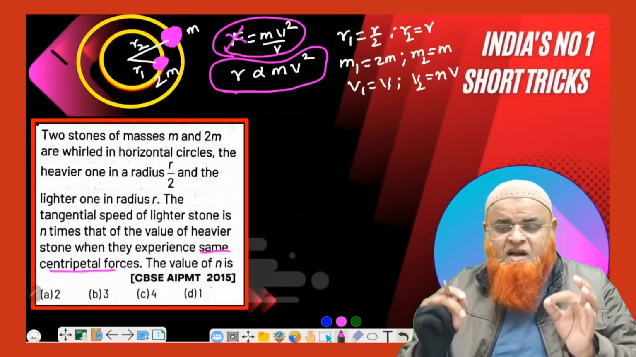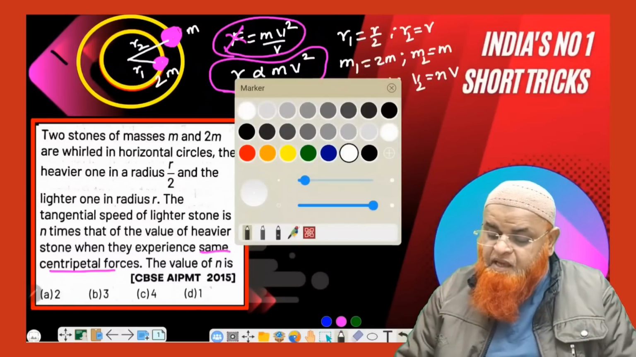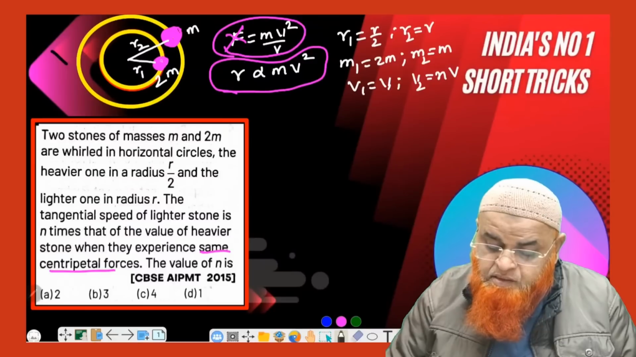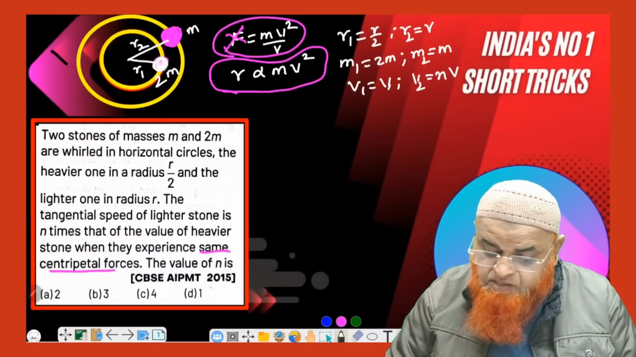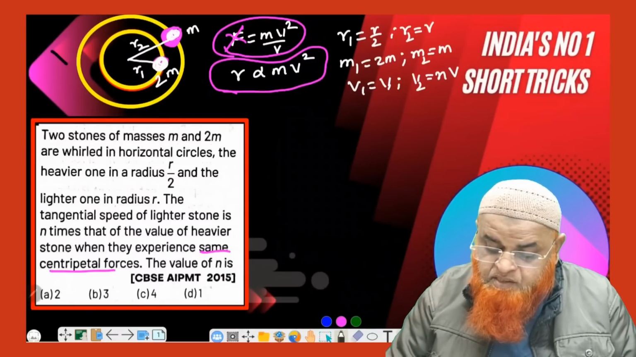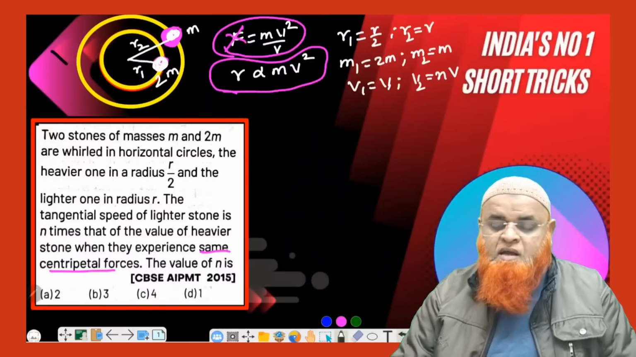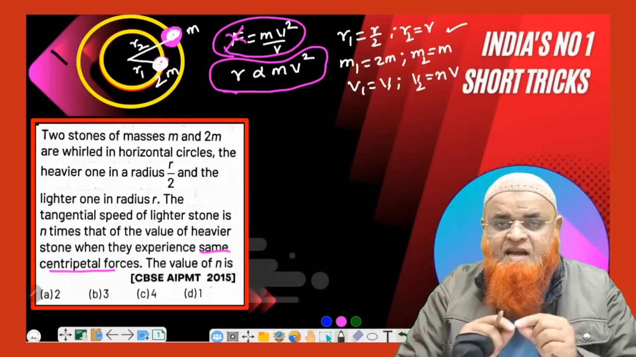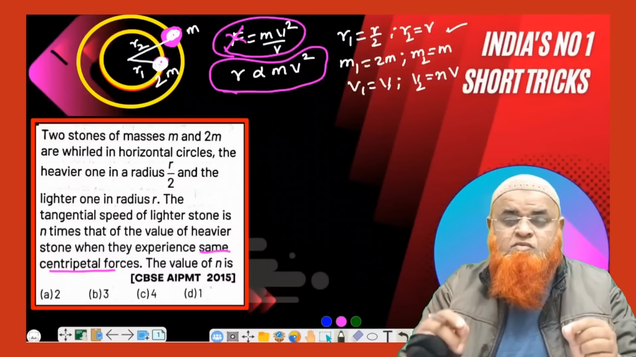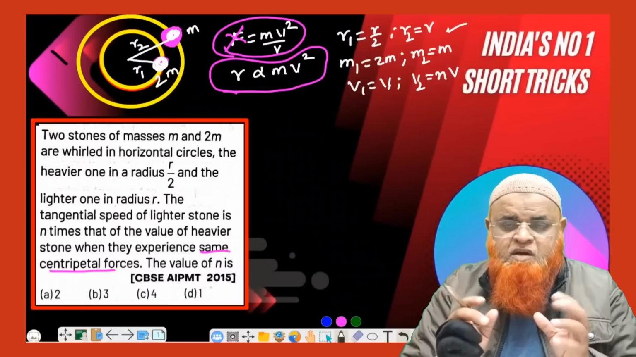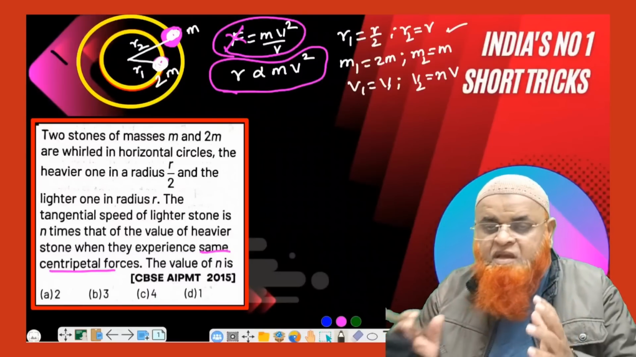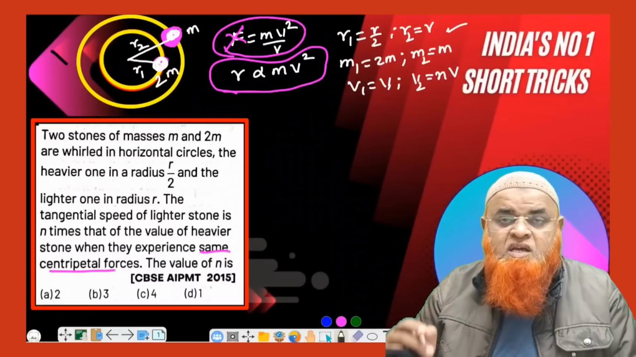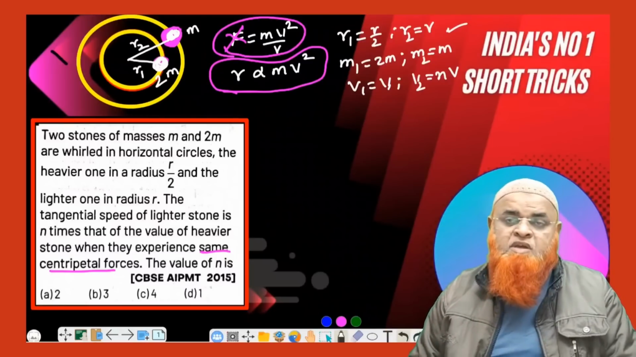According to the data given in the problem, the first body has mass 2m and the second body has mass m. The first body has radius r1 equal to r by 2, and the second body has radius r. The first body, with mass 2m, is the larger one. The first body has velocity v, and the second body has velocity n into v.